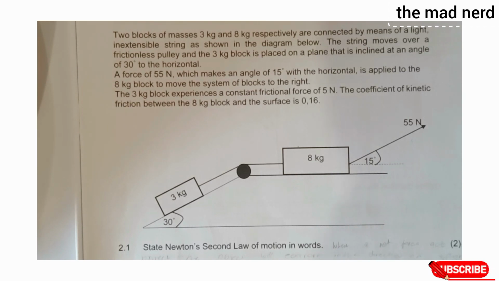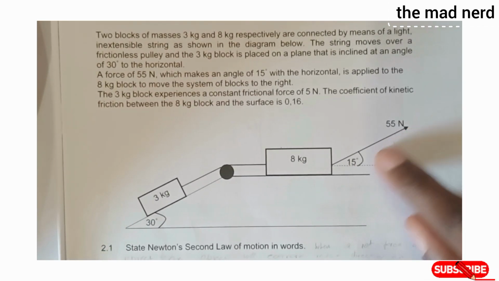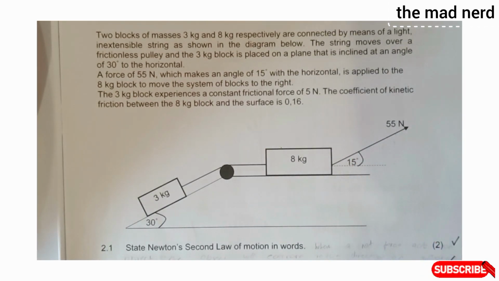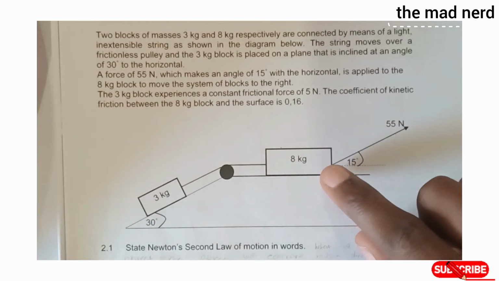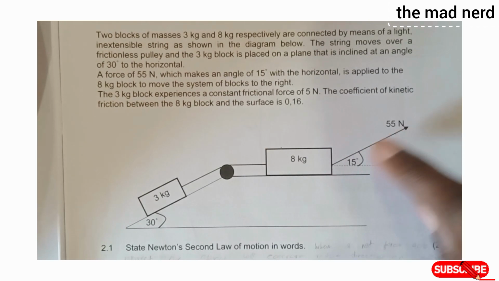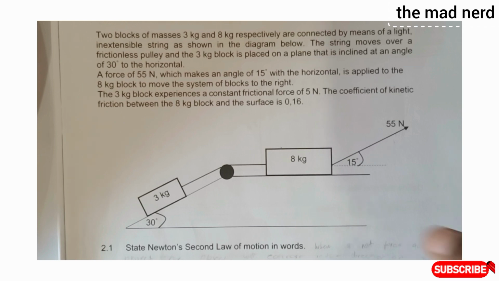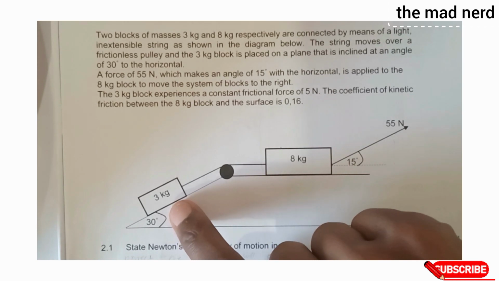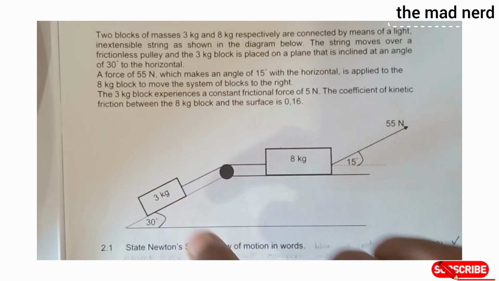A force of 55 N, which makes an angle of 15 degrees. Here is a force of 55 N. That angle that is 15 degrees with the horizontal is applied to the 8 kg block to move the system of the blocks to the right. So it means they are moving to the right. And then the 3 kg block experiences a constant frictional force of 5 newtons. And then this one is the 3 kg block that experiences that force.